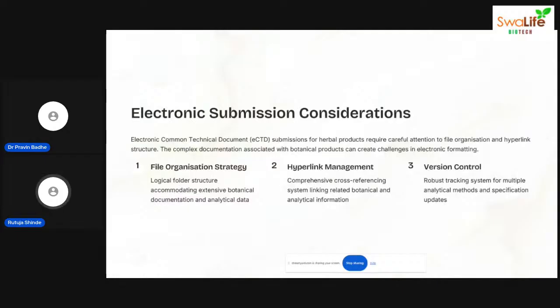Next is electronic submission considerations. So, in eCTD format, organization is critical. Herbal submissions often involve large, complex documentation. That means your folder structure needs to be logical, your hyperlinks well managed, and your version control very robust. A poorly organized eCTD can frustrate reviewers and delay approval, no matter how strong the science is. So these things should be considered before eCTD.